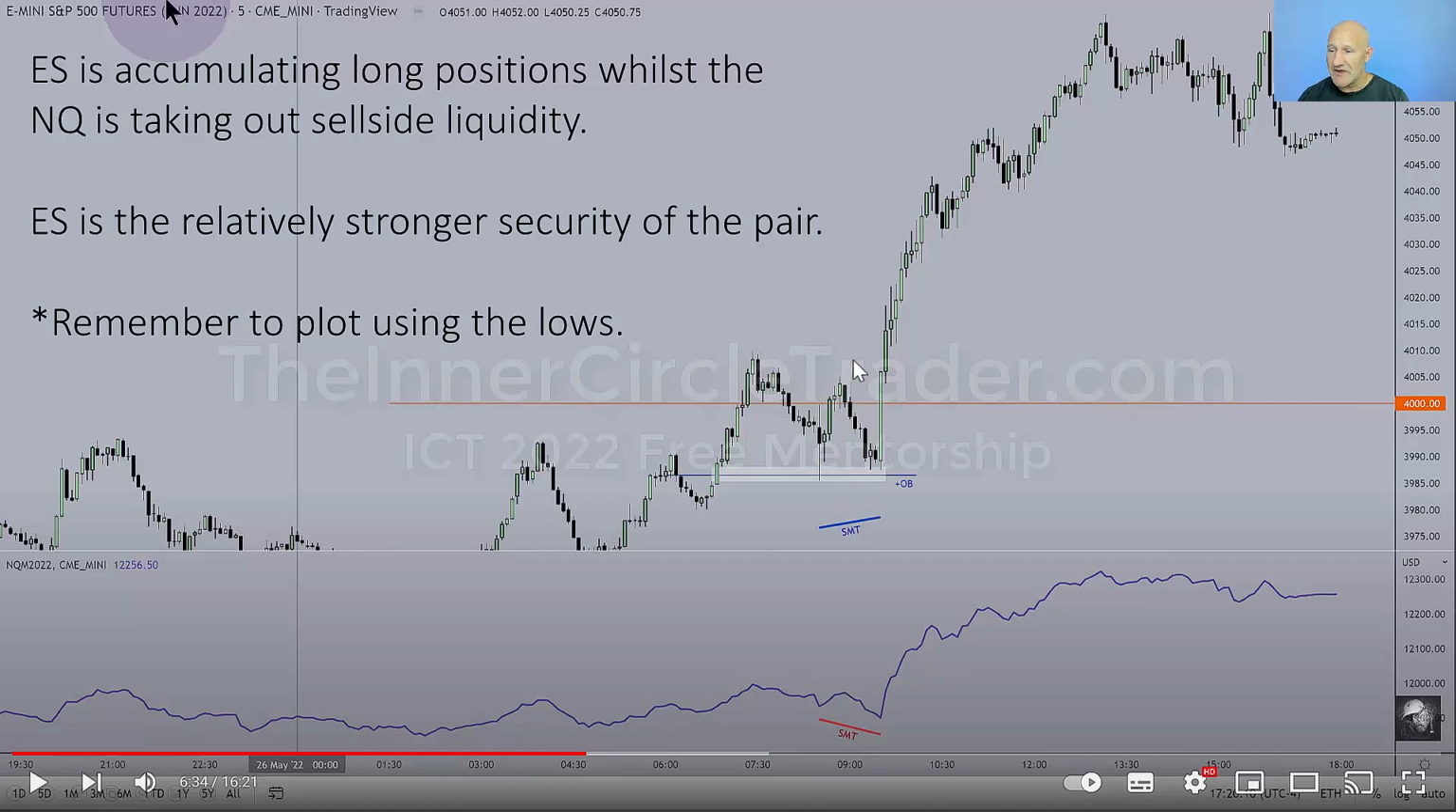And so in this example, we can see that the ES, so we're obviously using the lows to compare in this example. So you can see that the low that we have here on the ES is lower than this one here, whereas on the NQ, on the NASDAQ, this low is actually higher than this low here. So what this tells us is that the ES is the relatively stronger of the pair, and that's because the ES is actually accumulating long positions, where the NASDAQ is actually stopping people out. It's actually taking out that sell side liquidity.